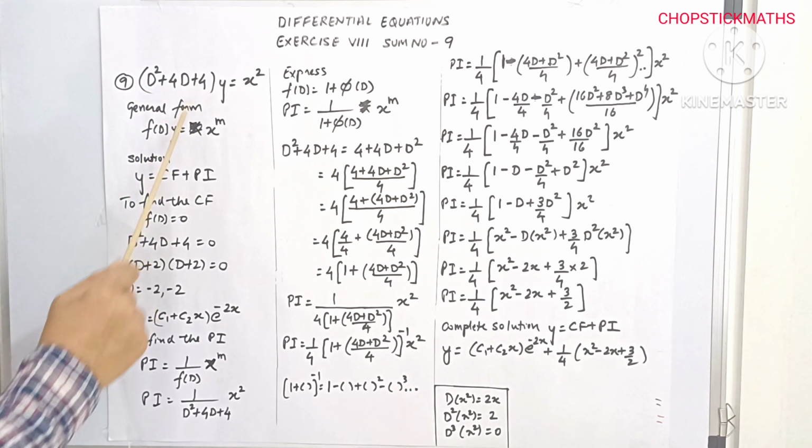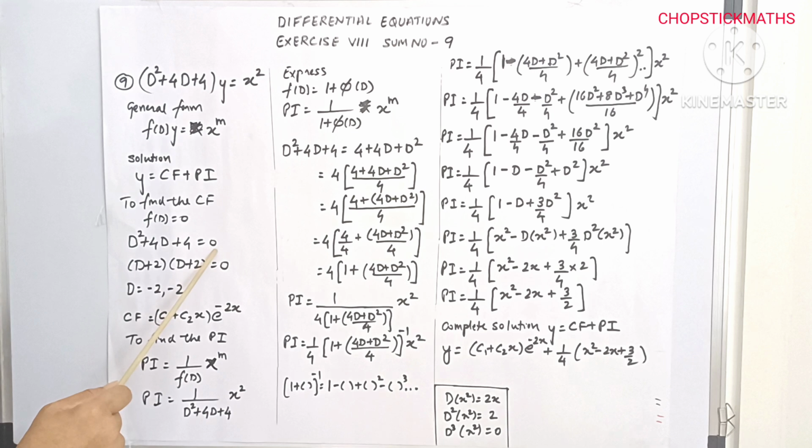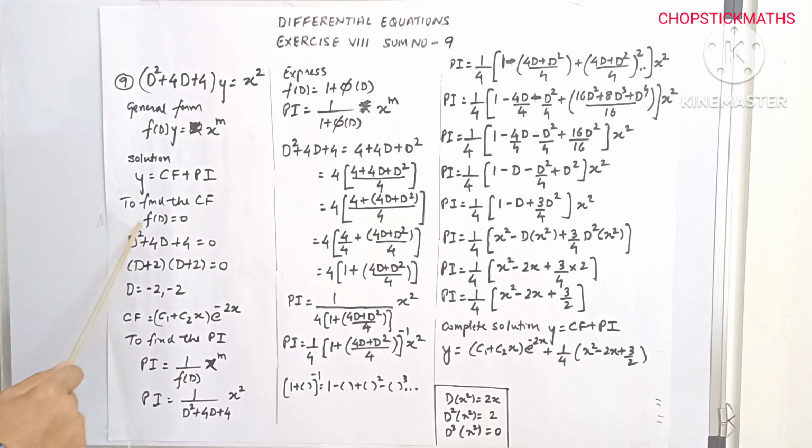So D² + 4D + 4 = 0. Now here you can see this is a simple quadratic algebraic equation and you can solve this by factorizing: (D + 2)(D + 2) = 0. Therefore, the roots are D = -2, -2. The equation, which is also called the auxiliary equation, has two roots and they are -2, -2. That is, they are rational and they are repeated.